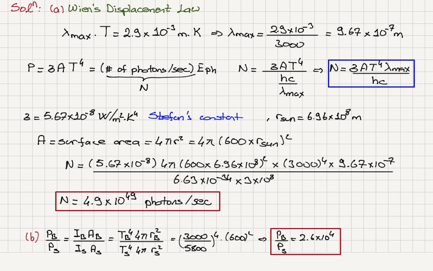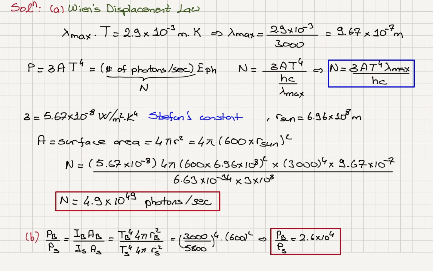So in part A, we've used Wien's displacement law to calculate the wavelength for the maximum intensity. And then Stefan's law tells me the power radiated, which is the energy per second. The total energy per second is the number of photons times the energy carried by each photon, which is Stefan's constant, surface area, surface temperature to the fourth power. For an ideal black body, emissivity is 1. So this tells me that the number of photons radiated per second is sigma A T to the fourth power lambda max over hc, because the photon energy is hc over lambda.